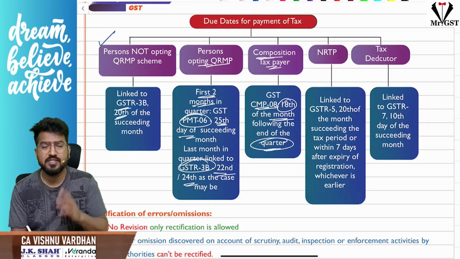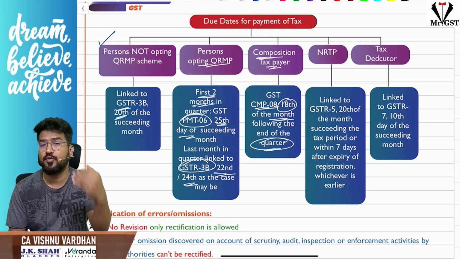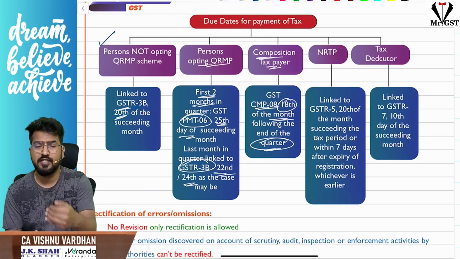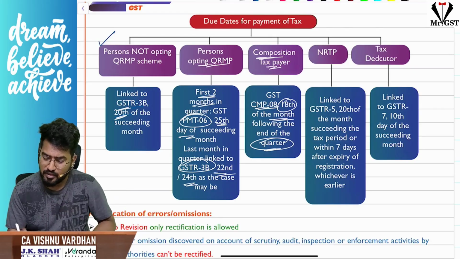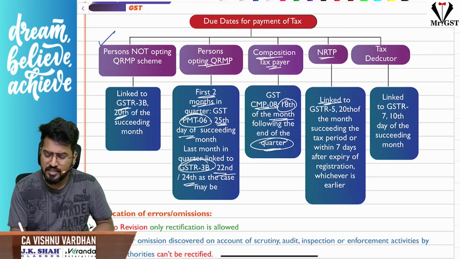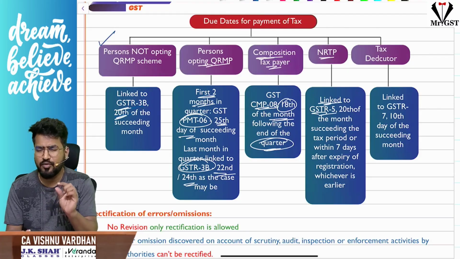This is very important, sir. You know, a composition taxpayer will pay tax on a quarterly basis. Once the quarter is over, the 18th after that quarter will be the due date. For NRTPs, the due date is linked to GSTR5. GSTR5 alone is a little bit different.